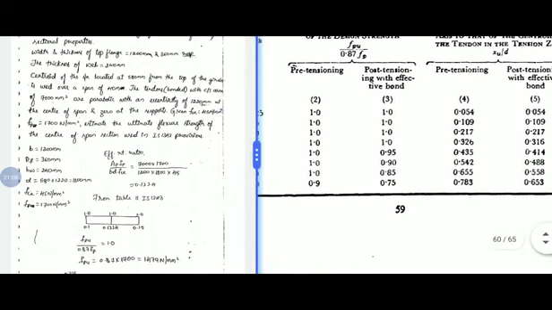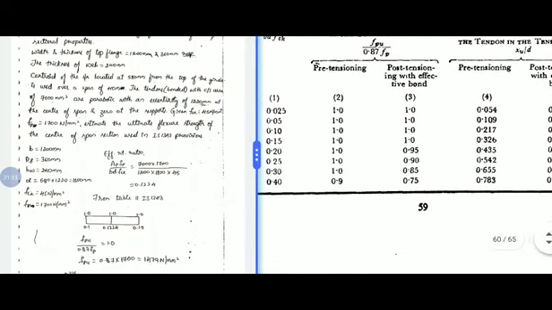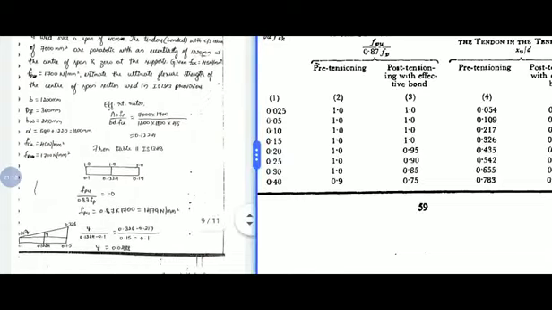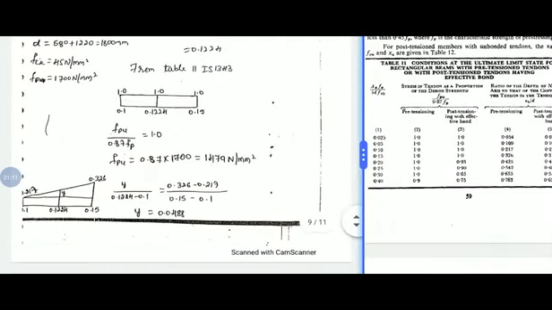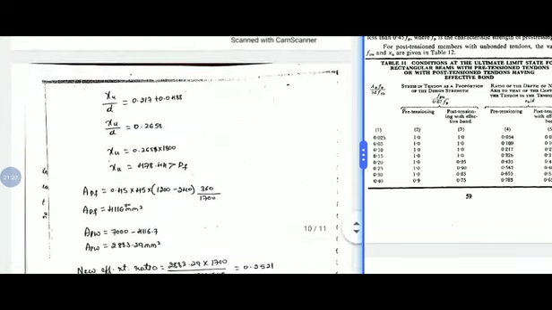For XU by D ratio, 0.217 and 0.326. Considering both values, we can get the values of FPU and XU by D. XU value is 478.344. The thickness of the flange is 360 mm, so XU is greater than DF, so the neutral axis lies in the web section. So calculate area of steel in flange and area of steel in web, APF and APW.